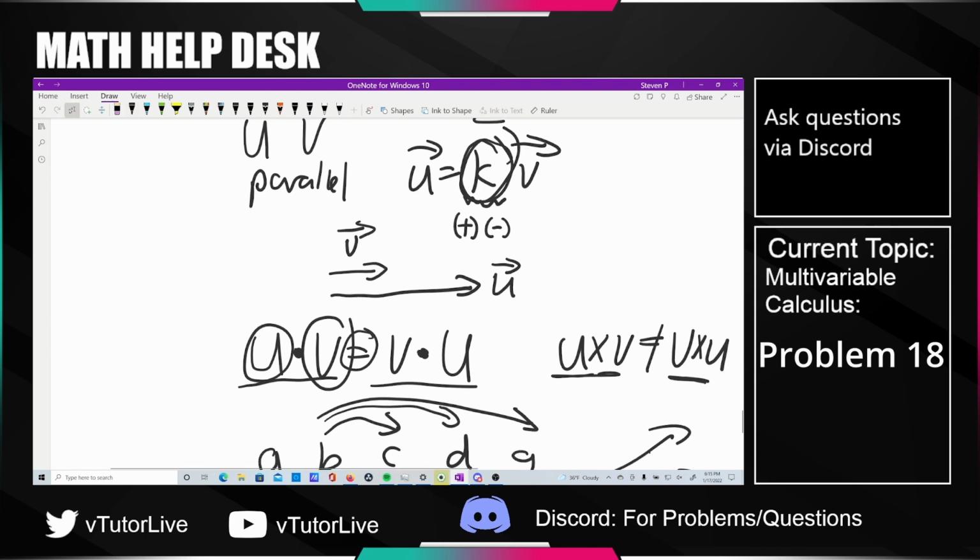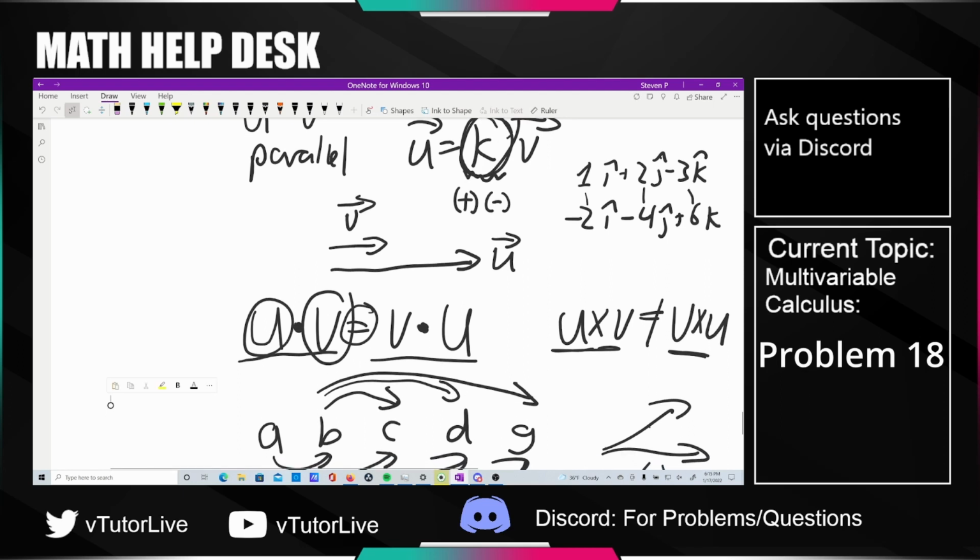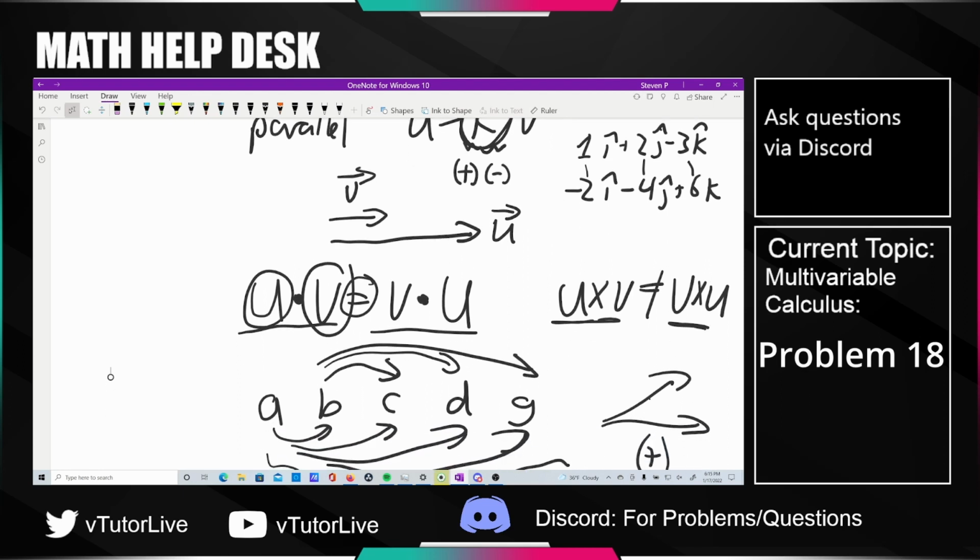What I mean by that is, if you have 1I plus 2J minus 3K, and then you see some other vector that looks like minus 2I minus 4J plus 6K, you just kind of have to visually recognize these. There's a factor of -2 between each of these pairwise terms. You compare them and try to look for that thing.